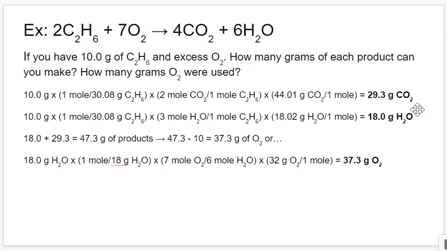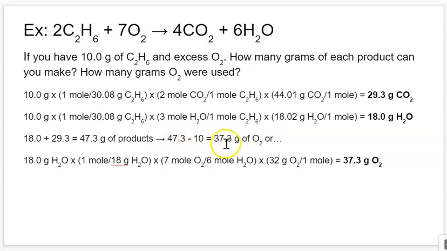Now, the last thing we want to do is figure out the grams of oxygen used. And there's 2 ways to do this. First, we can look at the grams of total product formed since we calculated both of them. We had 29.3 grams of CO2 and 18 grams of water. That means that 47.3 grams of product were formed. And that means that if we have conservation of mass, we can actually figure out the mass of oxygen used just by subtracting the mass of the other reactant, which was 10, from the total mass of the system, which was 47.3. So if I subtract 10 from 47.3, that gives me 37.3 grams of oxygen used.